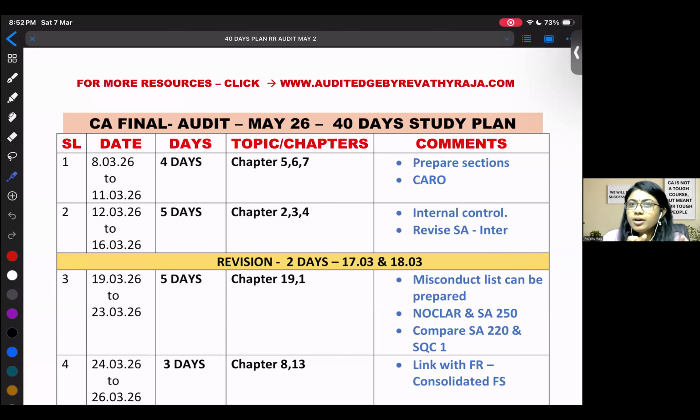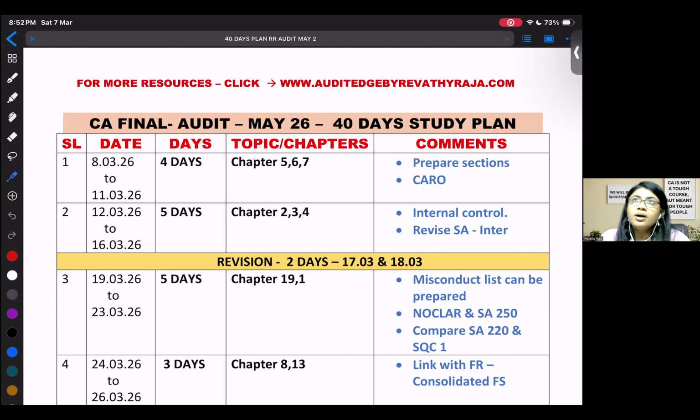This is a 40 days rough plan for our upcoming May 26th exam for the subject auditing. This plan is based on an assumption that you have studied auditing, attended the classes, or gone through the subject, and it is basically a revision plan wherein I will be guiding you day wise, like chapters which have to be taken and how many days to allot, etc.